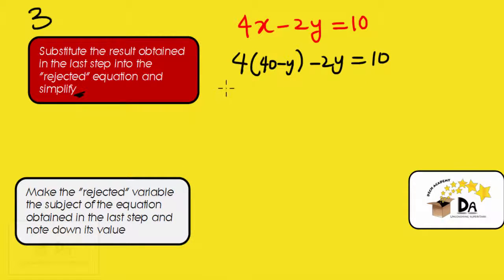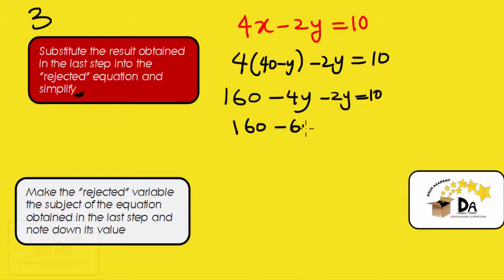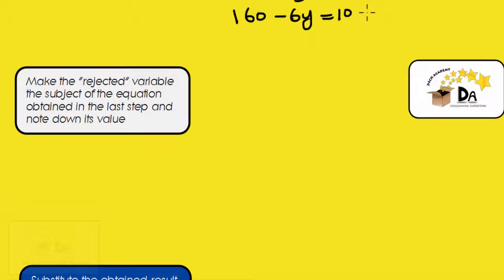Simplifying this equation gives 160, because 4 times 40 minus y is 160 minus 4y, because 4 times 40 is 160, minus 4 times y, 4y, minus 2y equals 10. This gives 160 minus 6y equals 10. And now we've simplified the equation. I'm going to call this equation 3 because we got this equation from step 3. Now to step 4. Make this rejected variable the subject of the equation obtained in the last step and note down its value. So we're just going to make y the subject of this equation.